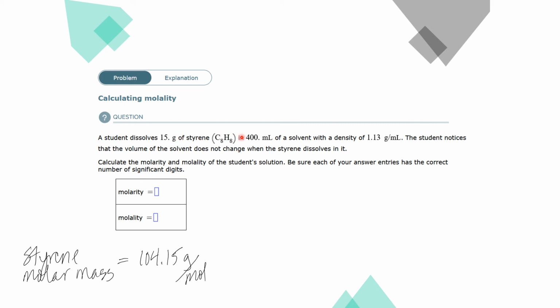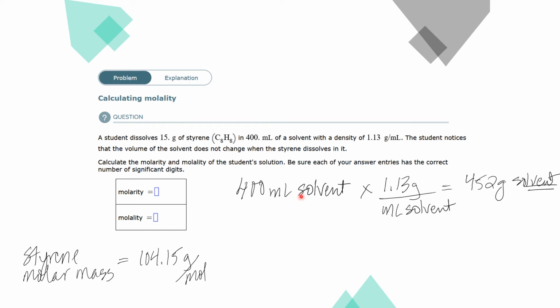And we have another piece of information here we can use, which is we can figure out grams of solvent by simply taking 400 ml of solvent and multiplying it by its density. So that looks like this. 400 ml of solvent times 1.13 grams per milliliter of solvent gives us 452 grams of solvent.